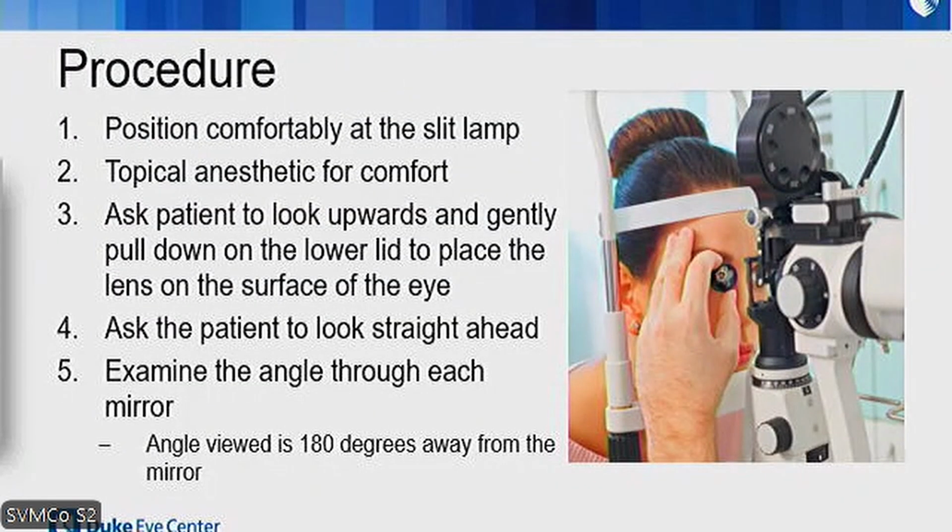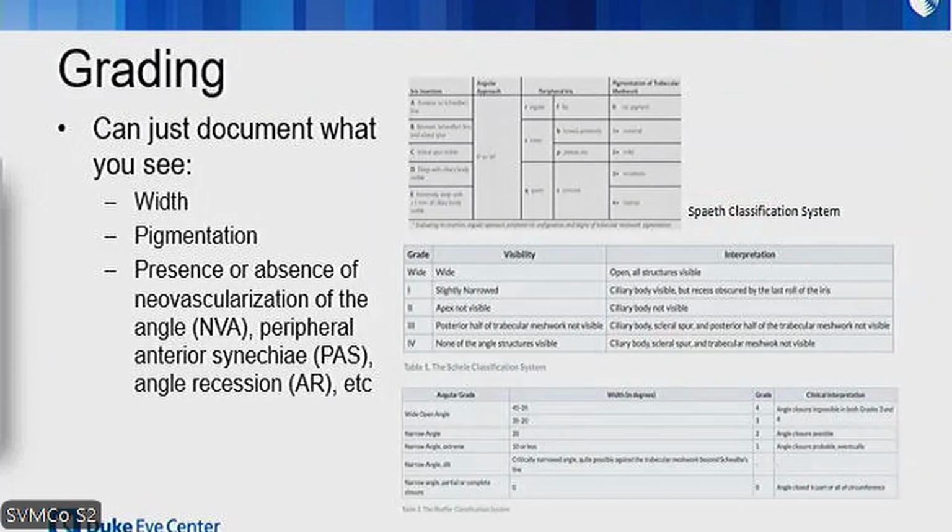Now, the actual procedure of a gonioscopy in clinic. First, the patient should be behind the slit lamp. Then we use topical anesthetic to make sure the patient is comfortable. What I found is easy is that you ask the patient to look up, gently use your finger to pull the lower eyelid down, and then place the lens on the cornea. Through each of the mirrors, usually there are four, we can view the angle. The quadrant of the angle that you're viewing is actually 180 degrees away from the mirror that you're using. So if you're looking through the superior mirror, you're looking at the inferior angle.